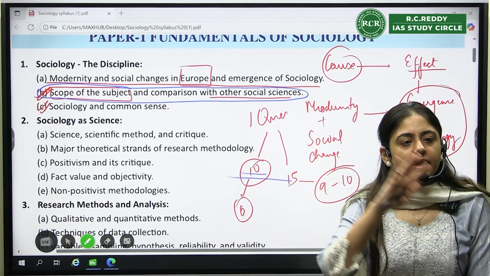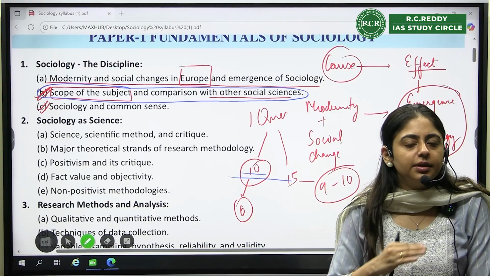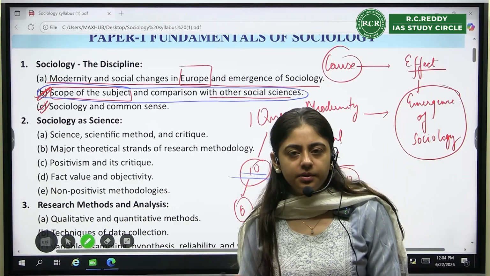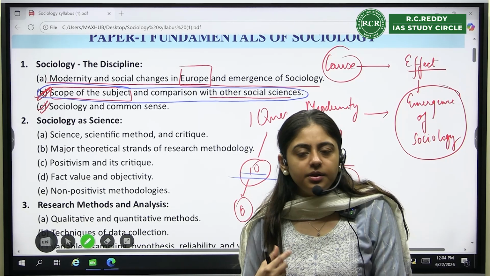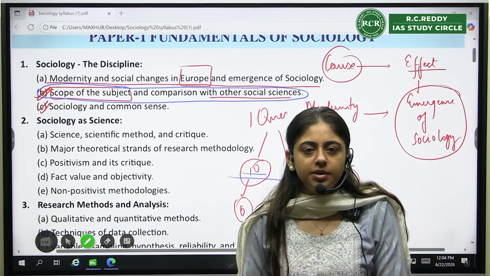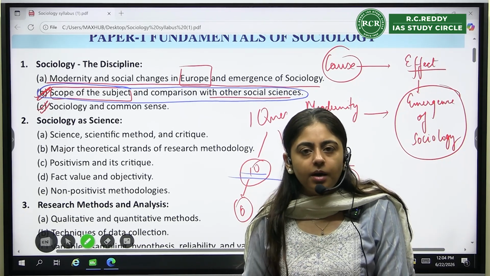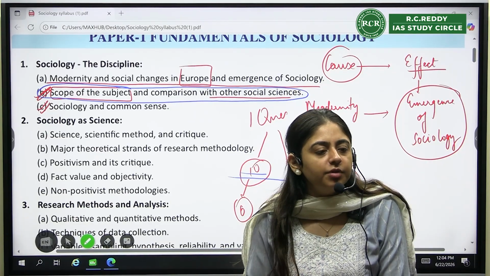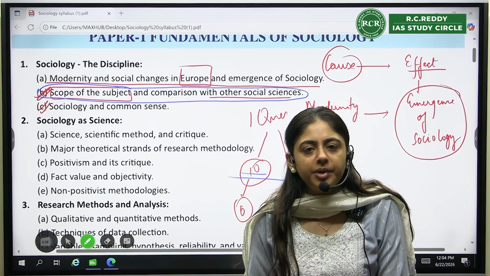Once you have the entire overview of sociology, then you can compare, right? Say for example, there are two people. You are the third neutral person, and I ask you to compare these two people. You need to know those two people, then only you can compare. If you don't have any information about those two people, how would you compare them?